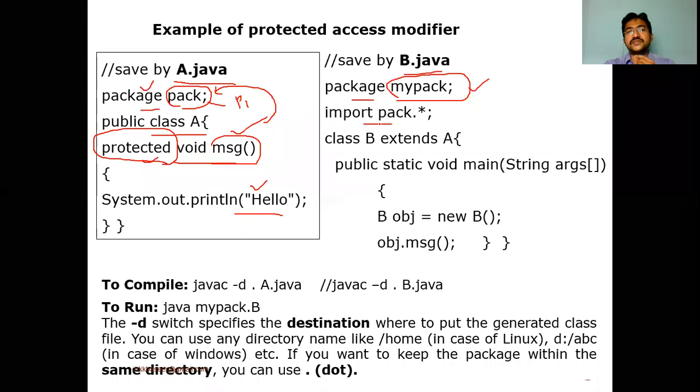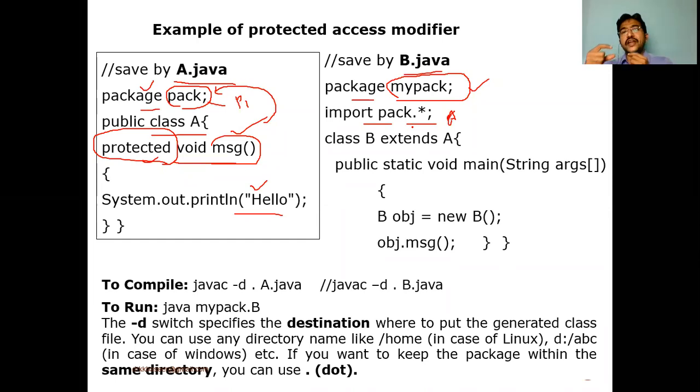Now, if you want to access that class file, I am importing pack dot star. If you have a single class, you can directly use pack dot A semicolon. Or if you want to access all the classes, you can use pack dot star. I am just importing that folder into my program because I want to access class A. So that's why I'm importing here.